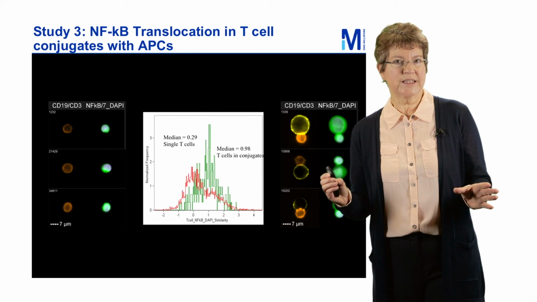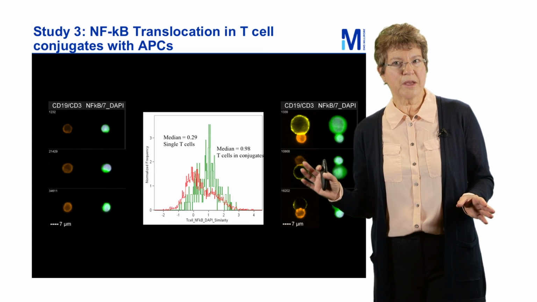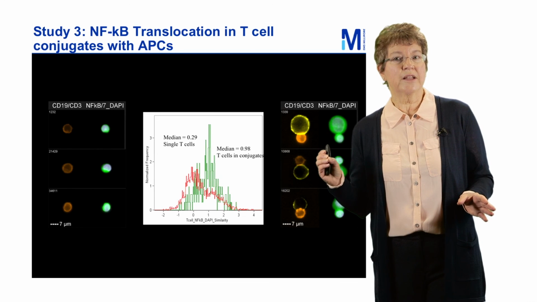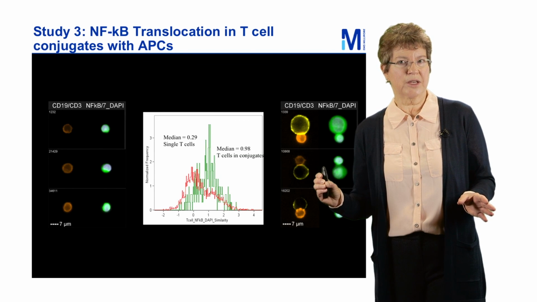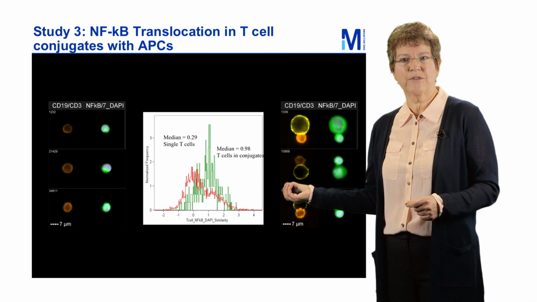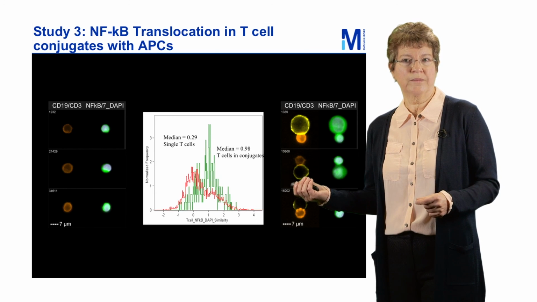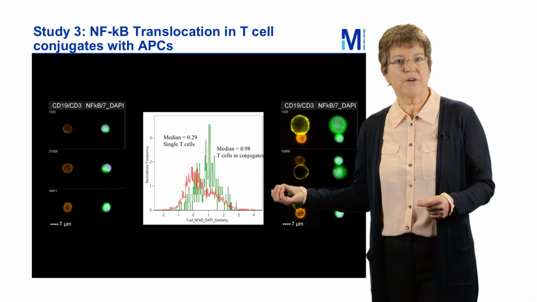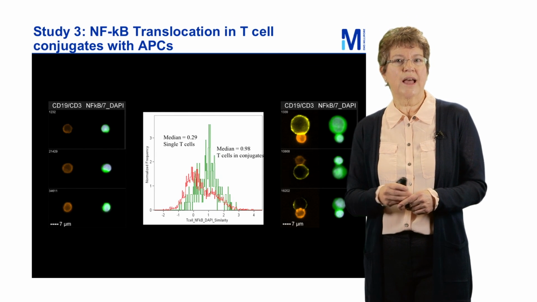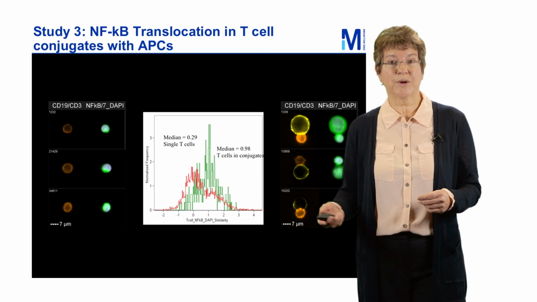We looked at the free T cells that were not associated with APCs at all, and then those T cells that were associated with APCs and formed immunological synapses, and then measured the NFkB translocation. So the red line on this graph are the free T cells, and you can see they have a low similarity score. And the green line on this graph are those T cells that are associated with the APCs and have been activated, as evidenced by their NFkB translocation and that shift to the right.